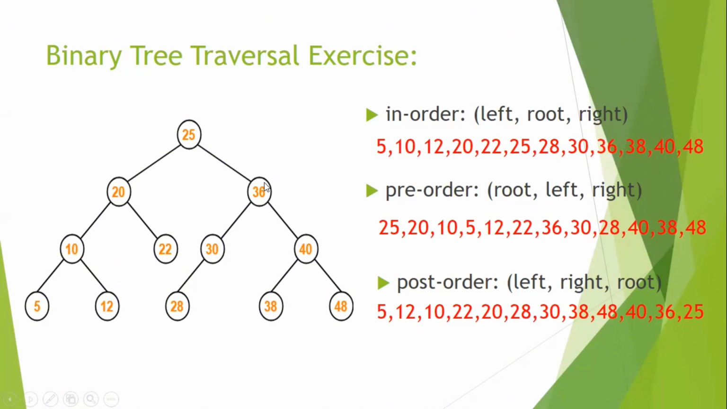Pre-order moves, printed from root to left, then right. Where is the root? 25. Here is the root, 25. Then move to 20, 10, 5, and 12. Then 22, then 36, 30, 28, then 40, 38, and 48.